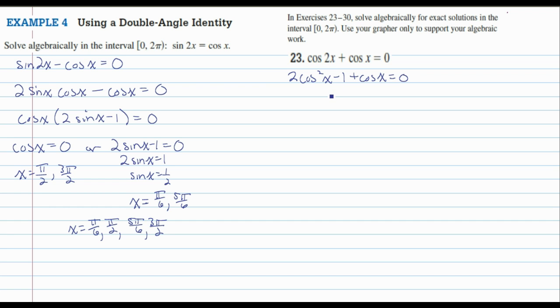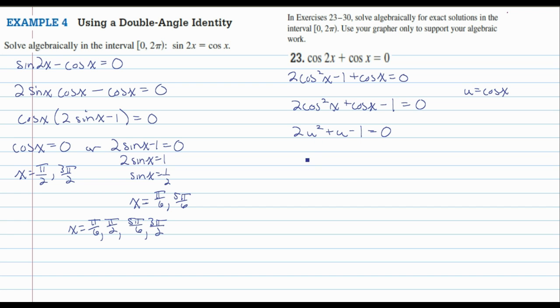Now I can factor out, no, I cannot. I'm going to rearrange this because I see 2 cosine squared of x plus cosine of x minus 1, 3 terms in this problem. Well, I'm going to use my u substitution again. I'm going to make cosine of x u so that I can write this in a way that's easy for me to understand and factor.